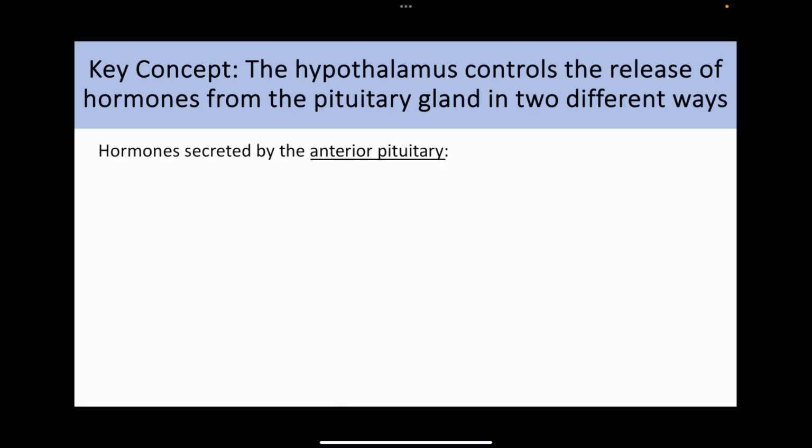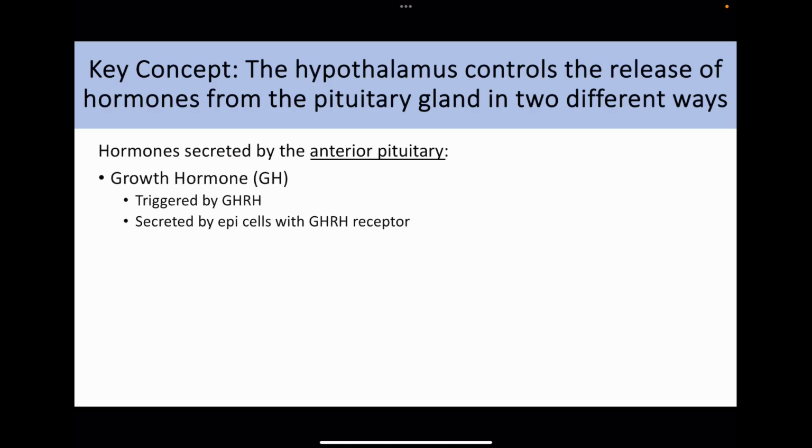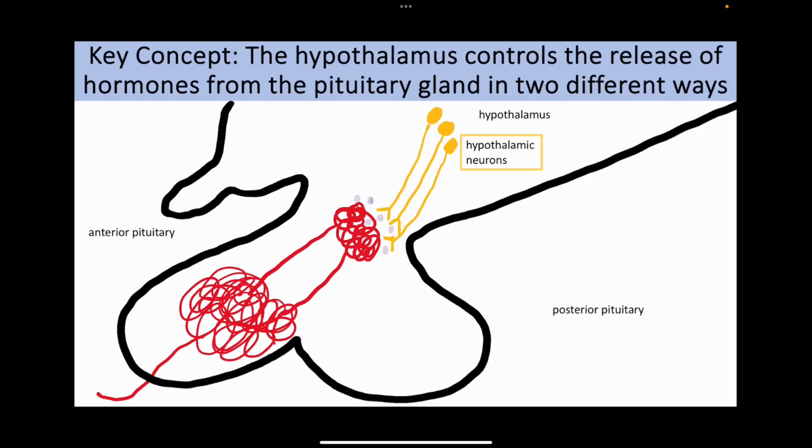Hormones that are secreted by the anterior pituitary include growth hormone. Again, this is triggered by growth hormone releasing hormone. Growth hormone releasing hormone comes from the hypothalamus. It travels down that portal system to some epithelial cells in the anterior pituitary. And once growth hormone releasing hormone binds, then growth hormone can be released from the anterior pituitary. So I'll show you how that works.